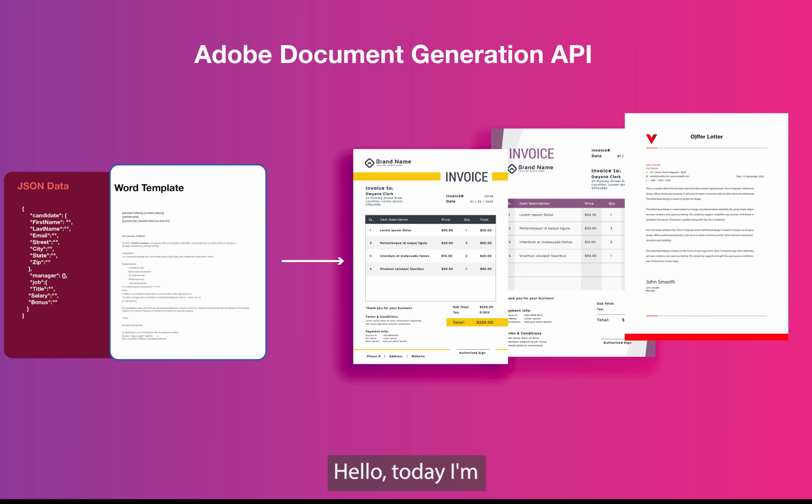Hello. Today I'm going to walk you through Adobe Document Generation API. There are a lot of documents where data needs to be merged. For example, if you're creating offer letters, contracts, invoices, statements of work, or proposals, then you not only need to create a PDF, but you also want to format and merge data into the document form.